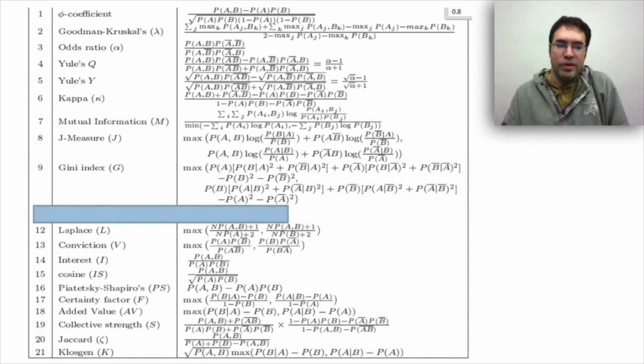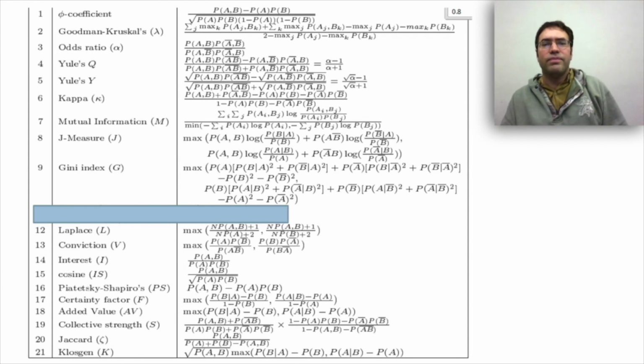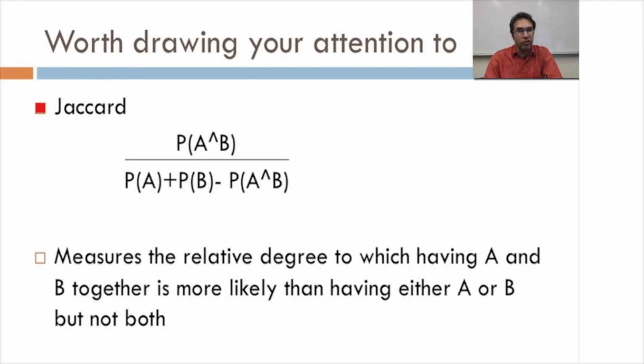If you know what you're doing, maybe you want to look at the Gini index. Maybe you want to look at Yule's Q. If you don't, I would say go with what Merceron and Yacef say. It's a reasonable rule of thumb. Nothing wrong with it. Now, it's also worth drawing your attention to the Jaccard metric, which measures the relative degree to which having A and B together is more likely than having either A or B, but not both.